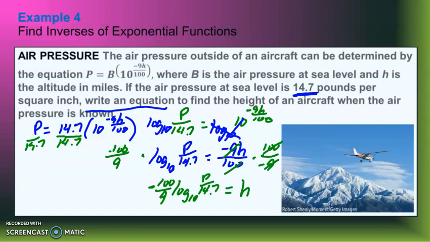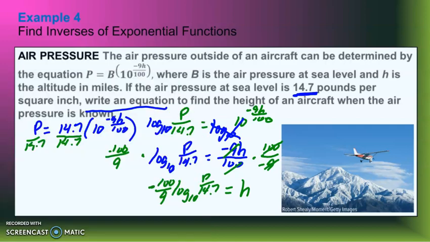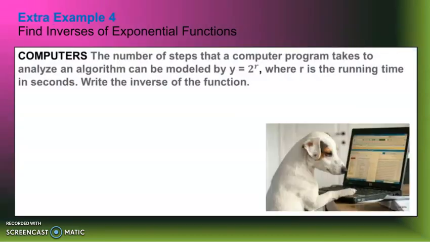Next example. Here it says the number of steps that a computer program takes to analyze an algorithm can be modeled by y equals 2 raised to the r power, where r is the running time in seconds. Write the inverse of the function. So if this is an exponential form, I would just have to change that to logarithmic form.